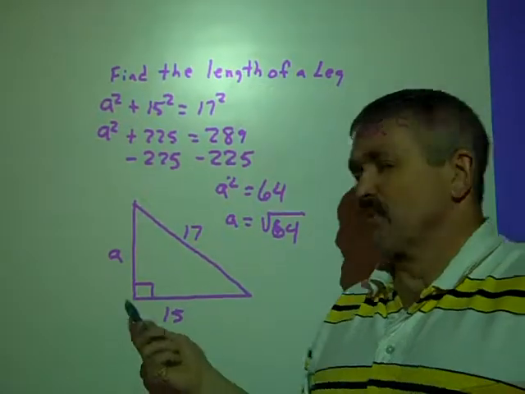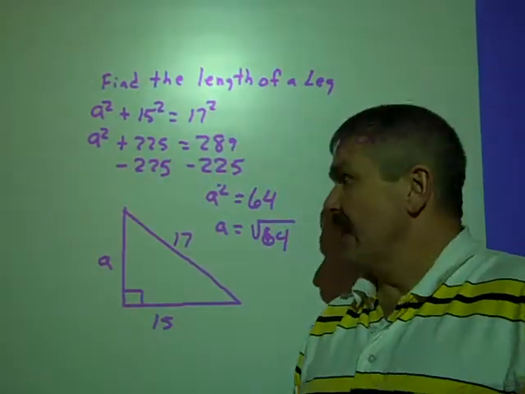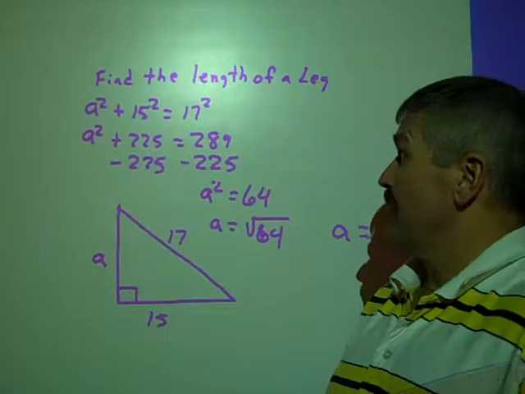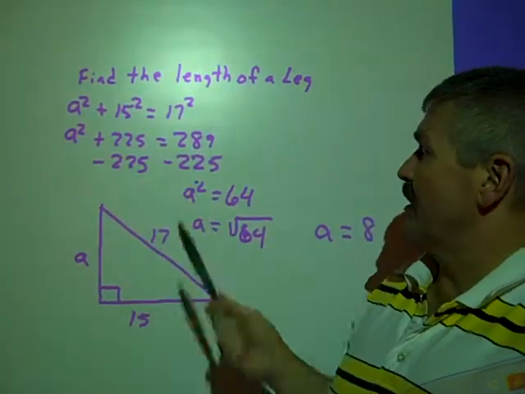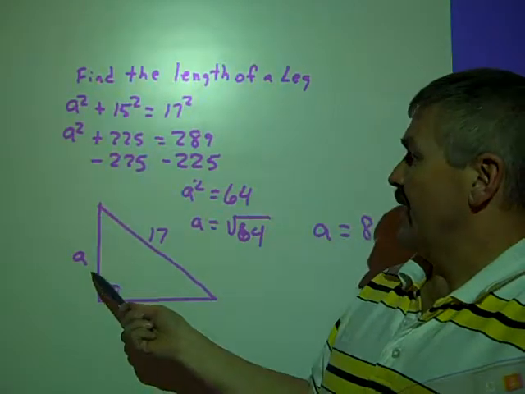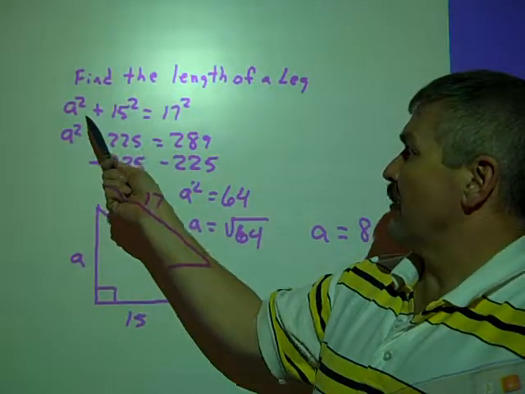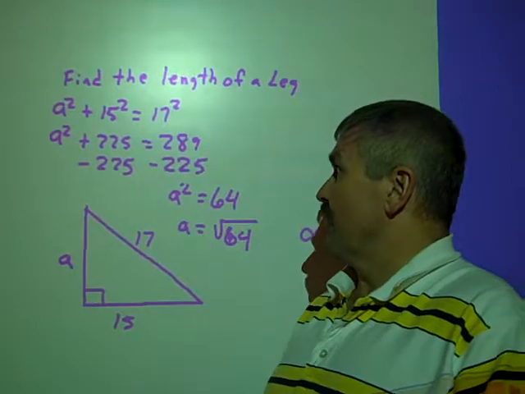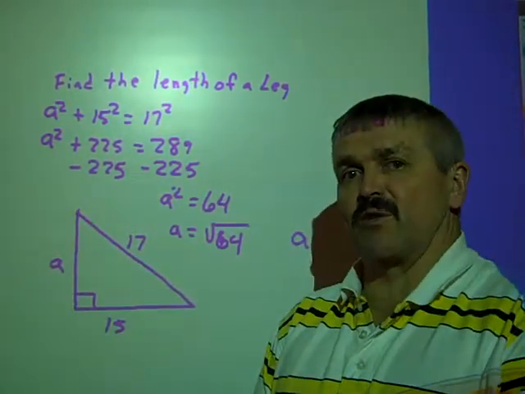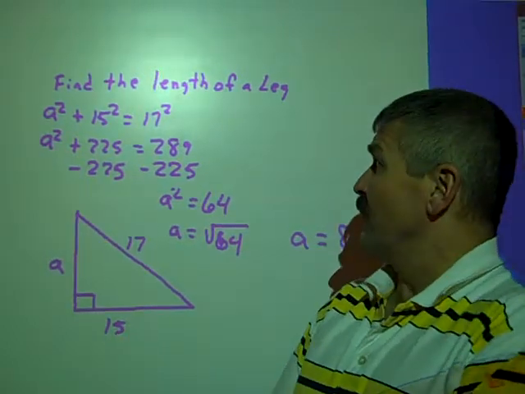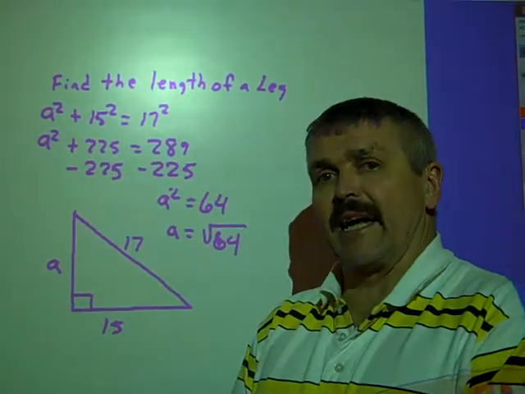Our next problem is we're going to try to find a leg. And to do that, we need to set up an equation. And so we're going to find the length of our leg. We're going to set up our equation and put it into our formula. A squared, right there, and then 15 squared is equal to 17 squared. We find the values for 15 squared, which is 225, and the value for 17 squared, which is 289.